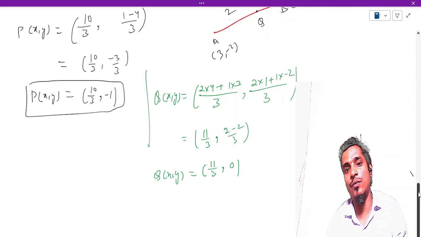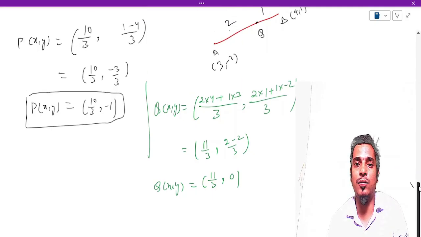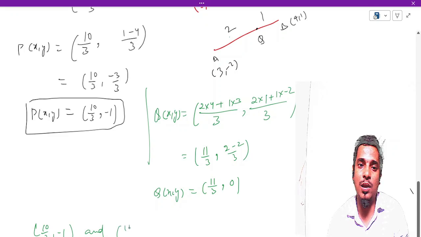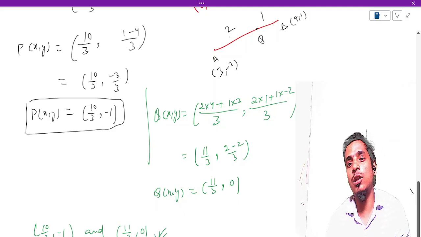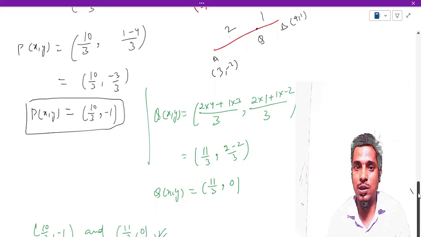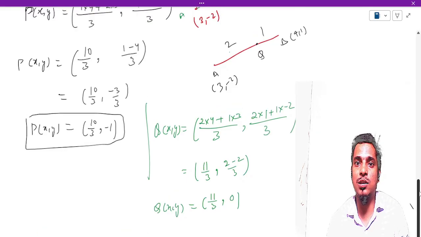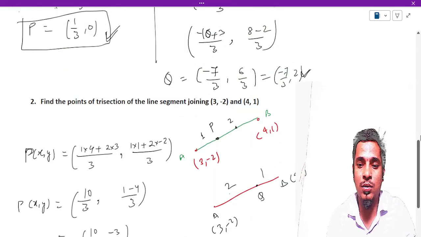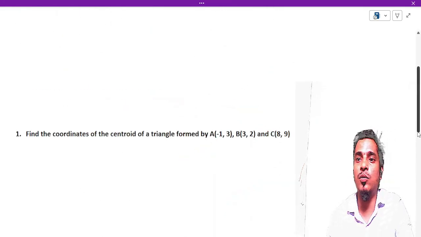So this is the way we can find the points of trisection. These are the 2 points: the points of trisection are 10 by 3 comma minus 1 and 11 by 3 comma 0. Okay, so I hope this point is clear. Now let's move to the next part.